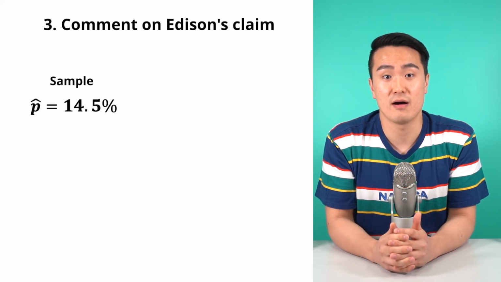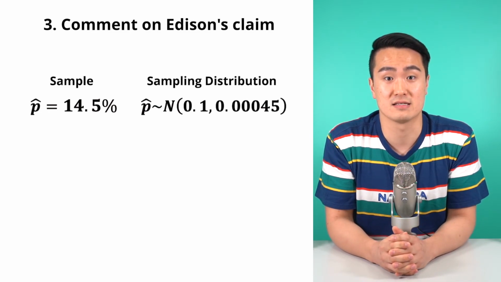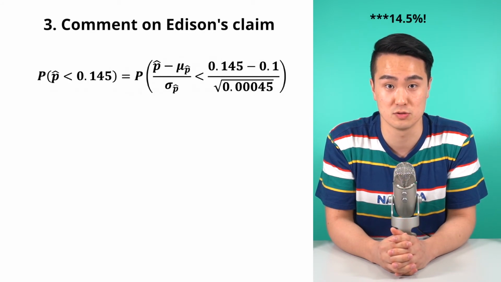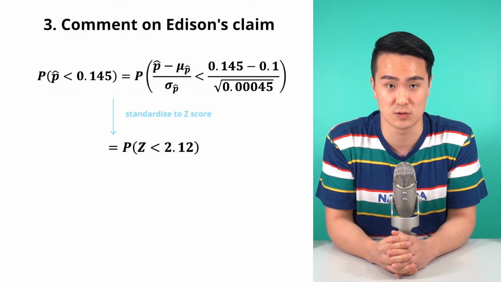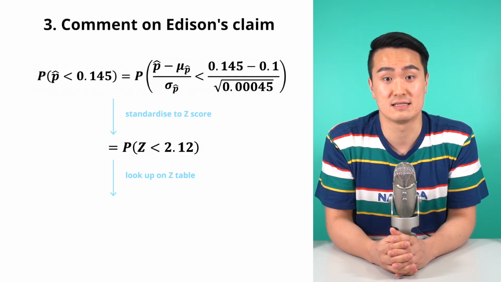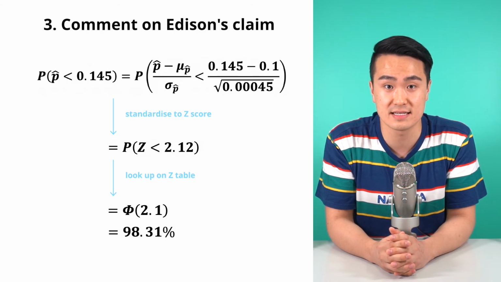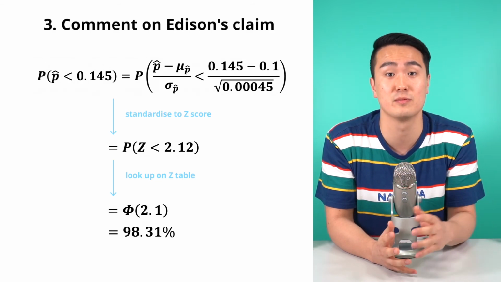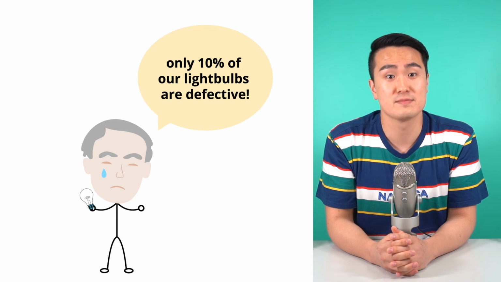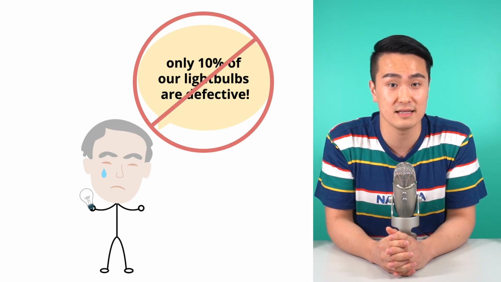Now, let's find out how our sample compares relative to our sampling distribution. So, what is the probability that our sample proportion is less than 0.12? As the sampling distribution is normal, we can standardize the score to calculate a z-score. Then we look up this z-score in a z-table to find the CDF value. Hence, the sample we observe is in the 98th percentile of the sampling distribution, and only 2% of the samples will have a higher sample proportion than what we observed. This makes it pretty unlikely that Edison was telling the truth, and the probability of defect is likely higher than 10%.